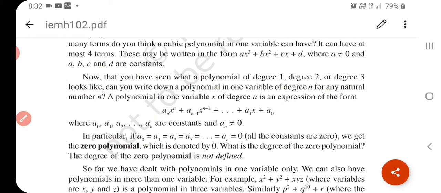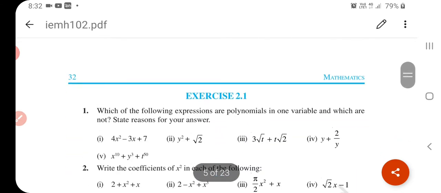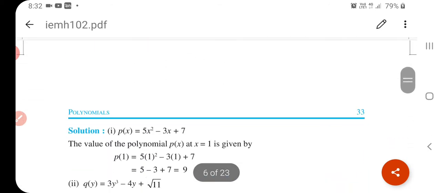We can say a n x to the power n plus a n minus 1 x to the power n minus 1 plus ... plus a1 x plus a0, where a0, a1, a2, ..., an are constants and an is not equal to 0. Understand? So this is the general form. The 0 polynomial is not defined. The degree of the 0 polynomial is not defined.